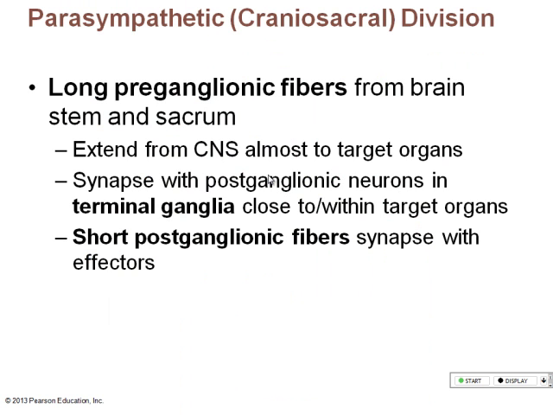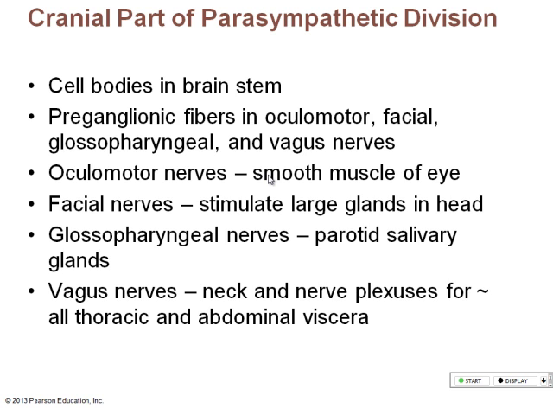So the parasympathetic or craniosacral division of the autonomic nervous system. We're going to see extending from the central nervous system to a target organ. It's going to synapse with postganglionic neurons in the terminal ganglia. And that's where we are then going to reach our target organ. Short postganglionic fibers are going to synapse with the effectors to then cause an effect.